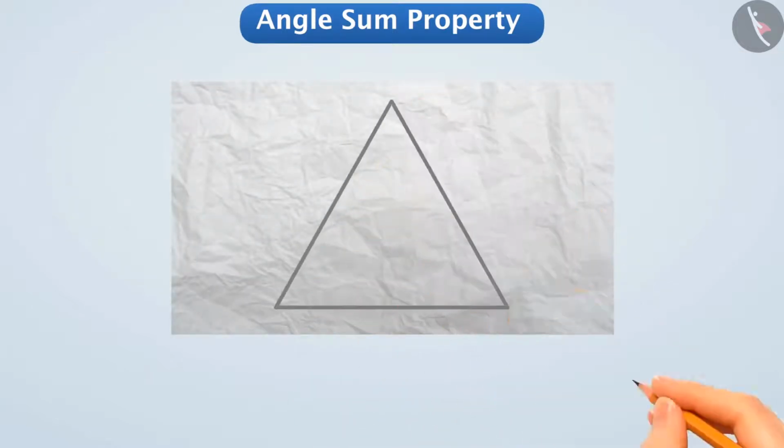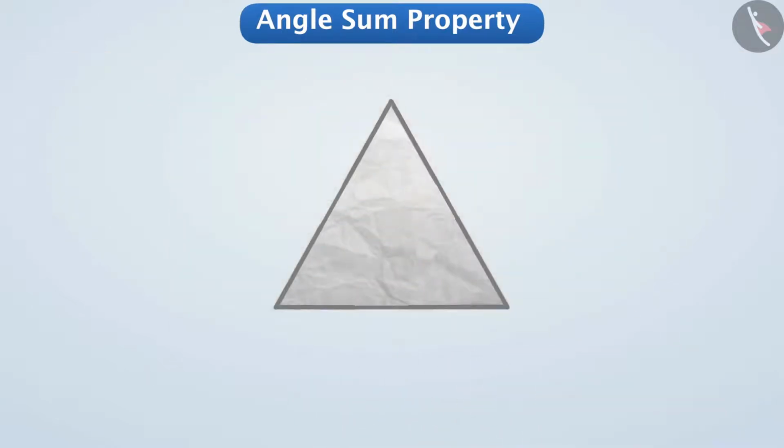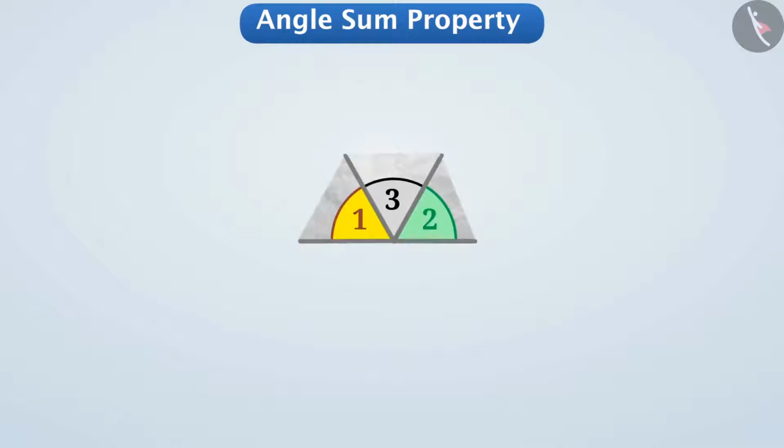Draw a triangle on the paper and cut it. Name the angles of the triangle as angle 1, angle 2 and angle 3. Now cut all the 3 angles and separate them. Arrange them in a way as shown in the figure. Now you can see that angle 1, angle 2 and angle 3 together are forming a straight angle that is equal to 180 degrees.